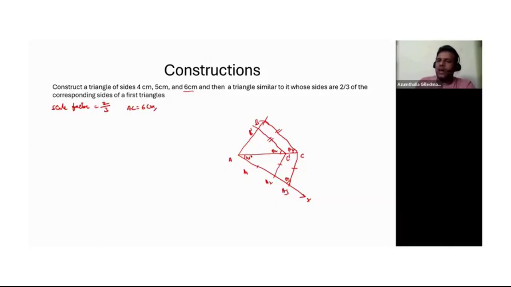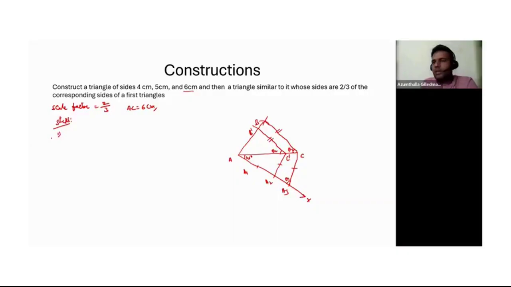You understood? So earlier we got a bigger triangle, which is 5 by 3 times. That means 1.6 times of the original triangle. But here we are getting 2 by 3rd. 2 by 3rd means 0.67. So it's a smaller triangle to our original triangle. So same case. Let's write the steps here, right?